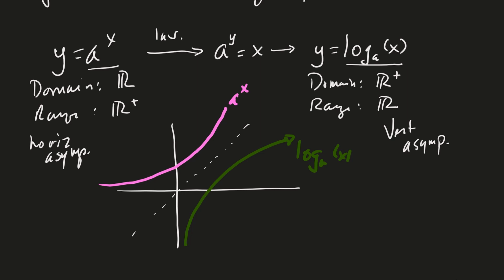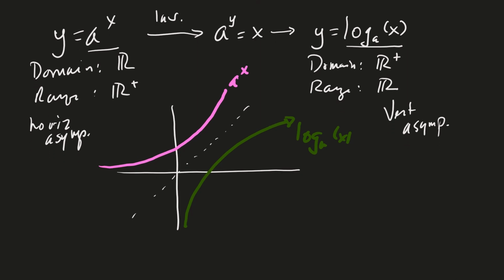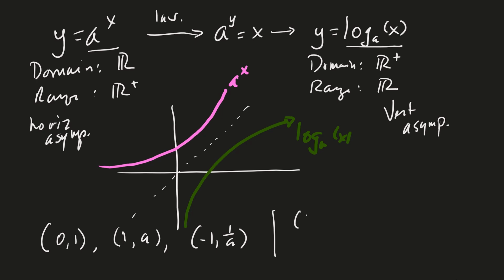Sorry about that. Okay, some points on the graph of a to the x are: if I plug in 0 for x, I get 1. If I plug in 1, I get a. And if I plug in -1, I get 1 over a. So what are some logarithm values? Well, we just reverse those. What's the log of 1? It's equal to 0. What's the log of a? It's equal to 1. And what's the log of 1 over a? It's -1.